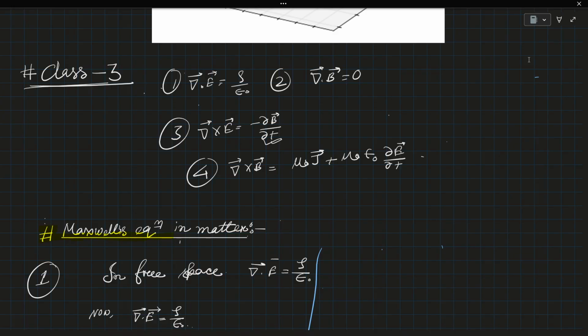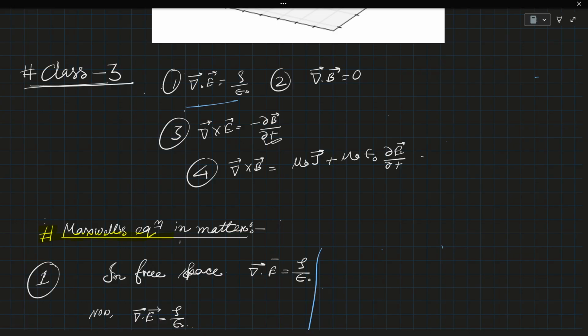In the first two classes, we learned what the Maxwell equations look like in vacuum or free space, and then the electromagnetic wave equation, and the properties of the electromagnetic wave. All three properties we have learned. In today's class, we are going to find what Maxwell's equations look like in matter, that means in a dielectric medium. So let's get started.